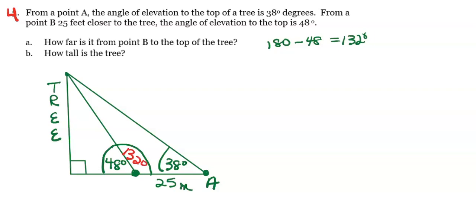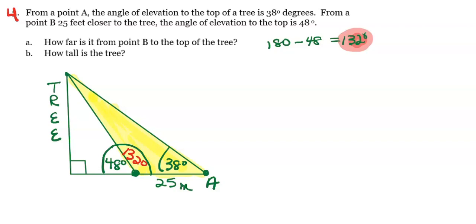Okay, so I got this angle of 132 degrees. Okay, next, look at this triangle. So we're going to spend our time for just a second on the oblique triangle. This is your oblique triangle, the one I'm highlighting in yellow. So the oblique triangle, just like any other triangle, has 180 degrees in it.